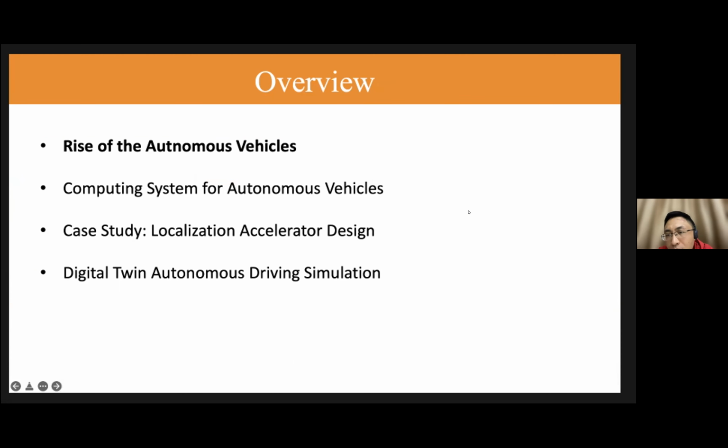I will show that long tail latency distribution exists in every component of autonomous vehicle software. And I will take the localization module as an example to show the cause of latency variation and how we can utilize the latency variation to design accelerators. And finally, I will briefly talk about digital twin-based simulation for autonomous driving tests, which could improve the development and verification efficiency by moving the real-world tests into a virtual environment.